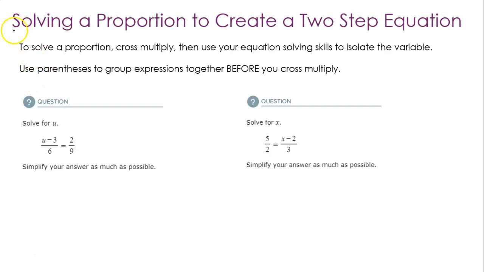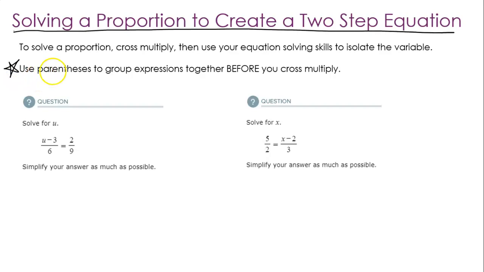Now, new topic, solving a proportion to create a two-step equation. So write your new topic at the top and underline it. And then you have a new step here. We want to use parentheses to group expressions together before we cross multiply.